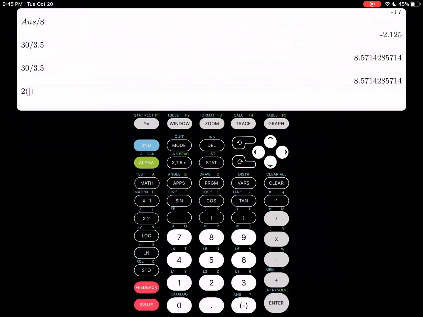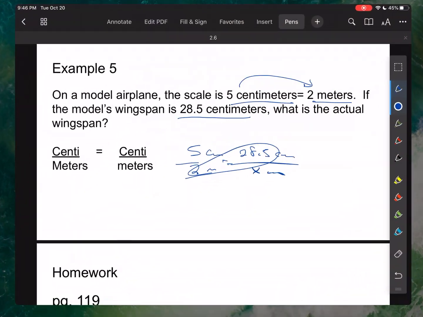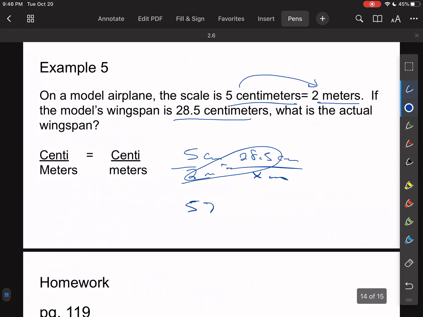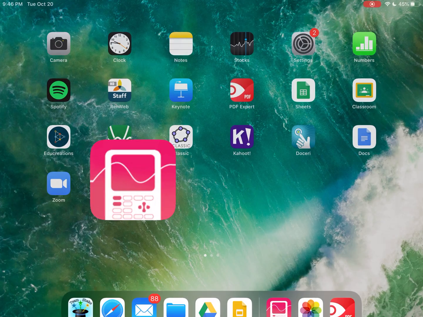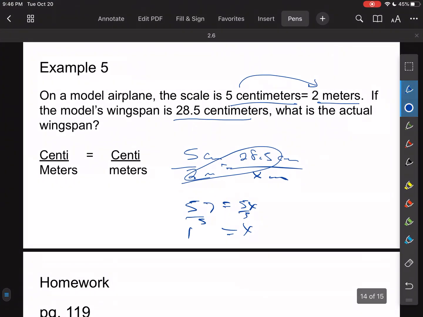Right, so 28.5 times 2, let's just make sure that I get that correct here. 28.5 times 2 is 57. Okay, so I get 57 is equal to 5x, and then x is equal to, let's divide both sides by 5 here. So I take 57 divided by 5, and I get 11.4. And I am done, I believe. Oh, and I probably should label this, right? So, oh, and this is x.